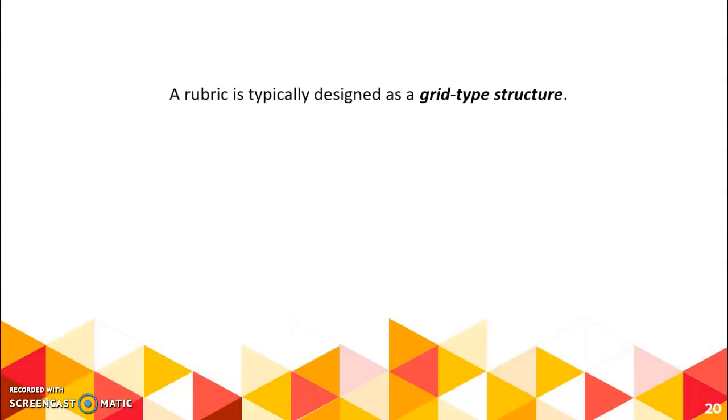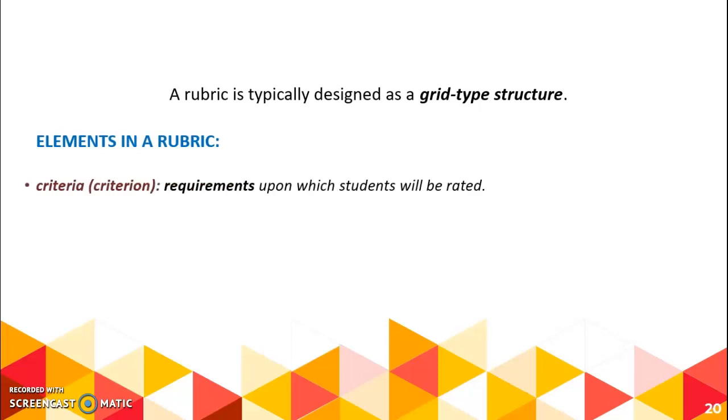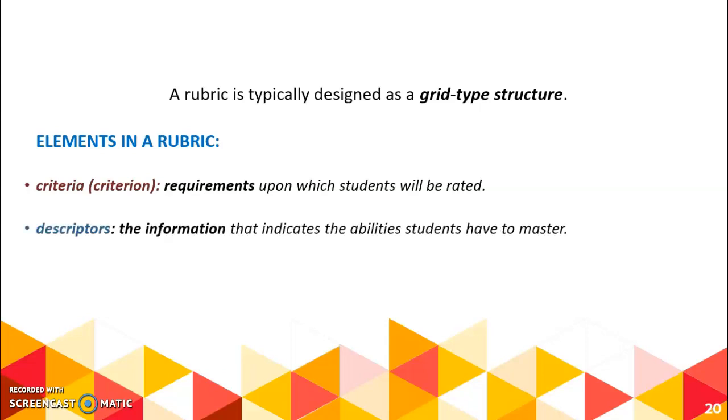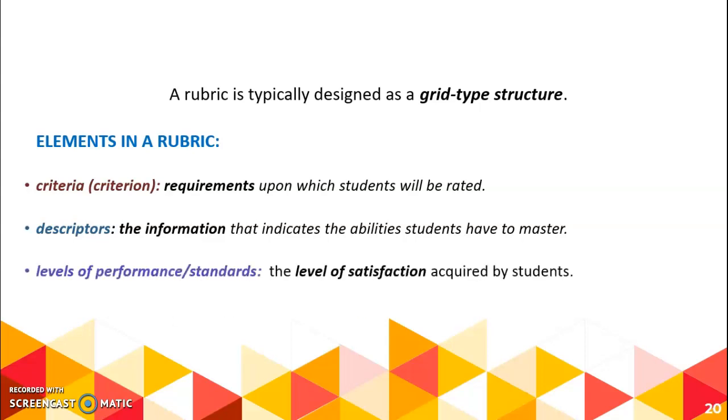They are usually designed as a grid type structure, and they contain three main elements. The criteria, which refers to the requirements upon which students will be rated or graded. The descriptors, which make reference to the information that indicates the abilities that students have to master, and the levels of performance or standards, which make reference to the level of satisfaction acquired by students.